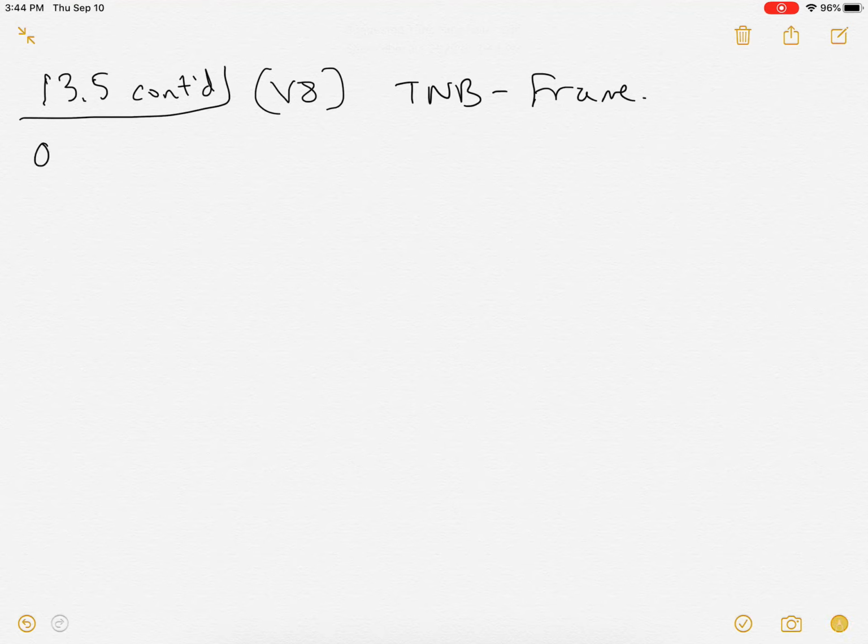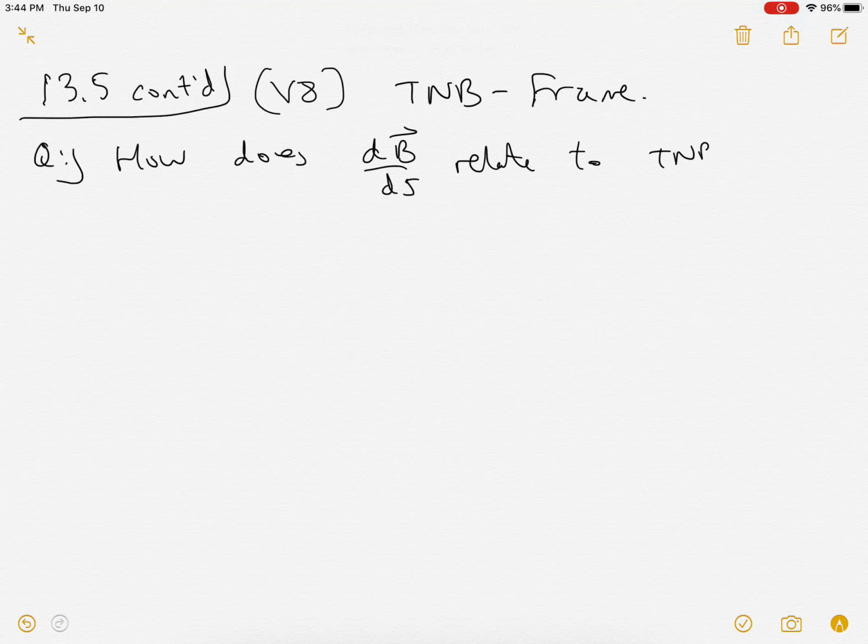What we want to think about now is, here's a question. How does the derivative of this B vector with respect to S relate to the TNB frame, right? Which is what we did with the last stuff. So here we go. Let's do some chain rule fun here.